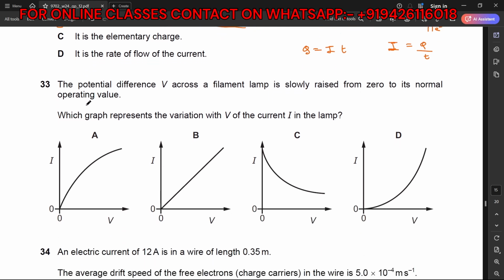Now for question 33, the potential difference V across the filament lamp is slowly raised from 0 to its normal operating value. Which graph shows the variation? This is a typical question for the filament lamp, and if you open the textbook, you will find this graph over there.